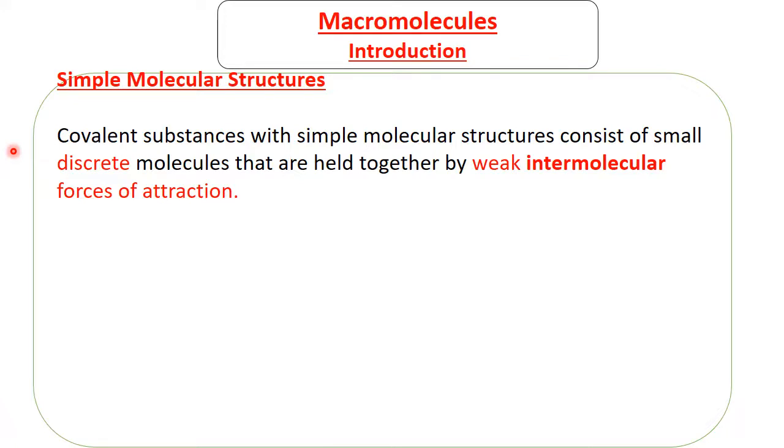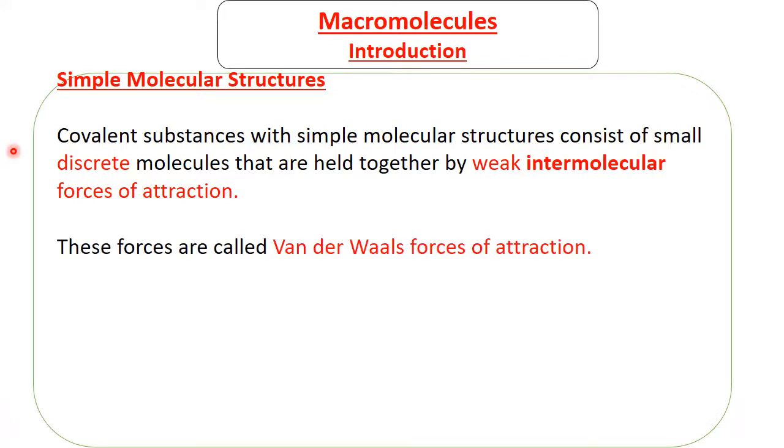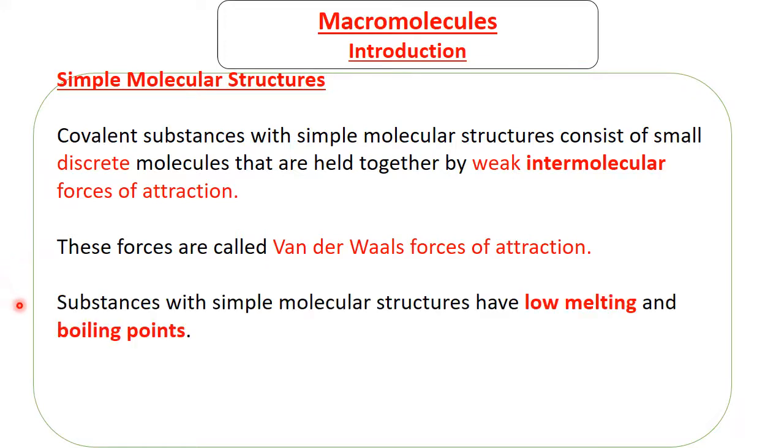So these compounds are held together by these weak intermolecular forces of attraction, which are called van der Waals forces of attraction. So if you see the phrase van der Waals forces of attraction, you just have to know that these are the weak intermolecular forces of attraction that hold covalent substances with simple molecular structures together. Because of this, covalent compounds, like I said, have low melting and boiling points. So we learned about this, but it's not always that covalent compounds have low melting and boiling points. Sometimes they can have very high melting and boiling points.